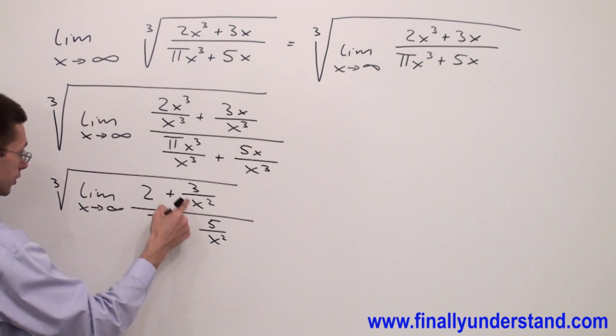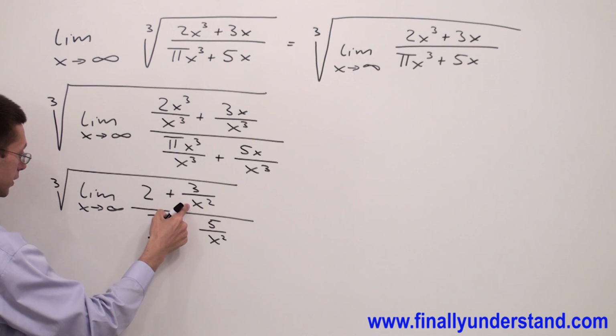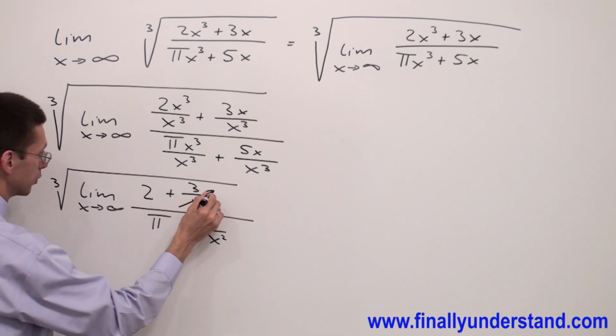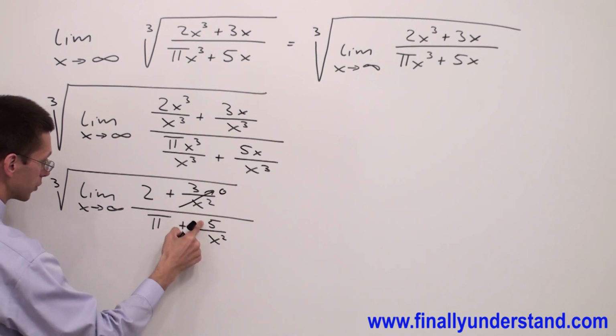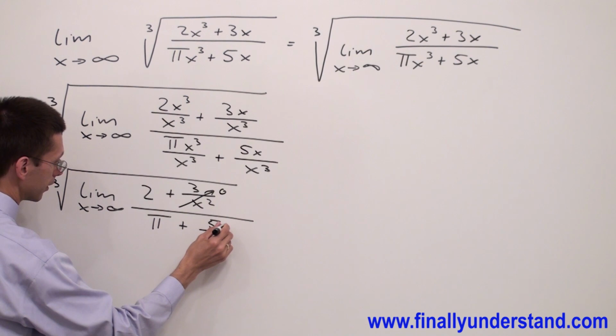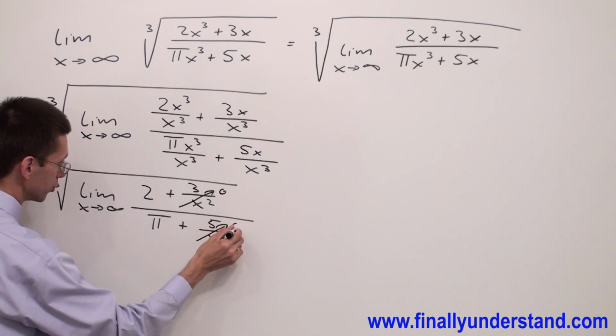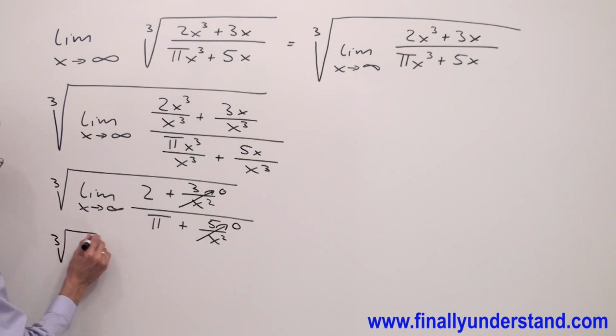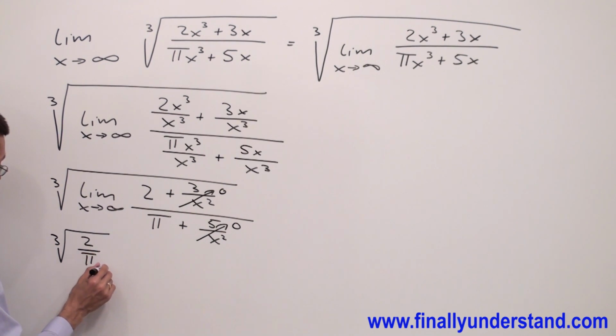I have fractions. In the numerator I have constant, denominator has x. X goes to infinity, that's why this fraction will approach 0. The same story happens over here. The numerator is constant, denominator is x, which goes to infinity, and this fraction approaches 0. And I have cube root of 2 over pi. And this is the solution to my problem.